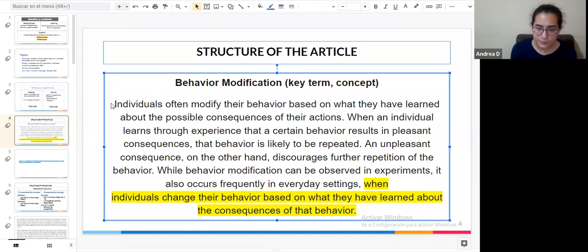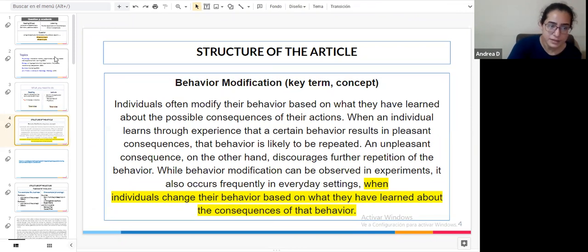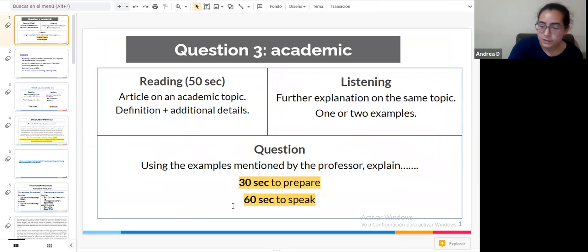They write down some words for their notes, keywords, words that are key, and that's it. Okay, so for example, here I would write down individuals, or maybe not even individuals, just change behavior consequences. That's it, those are your keywords. Okay, guys? So that is the reading part, 50 seconds.